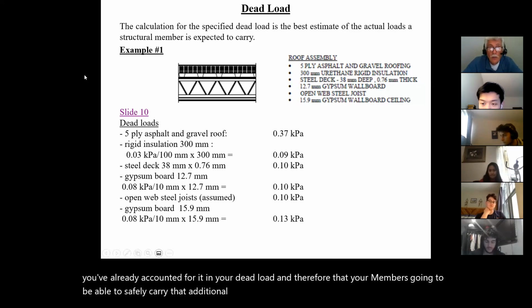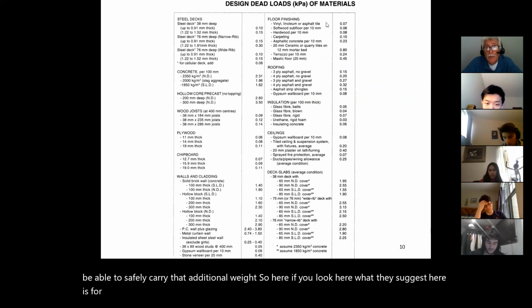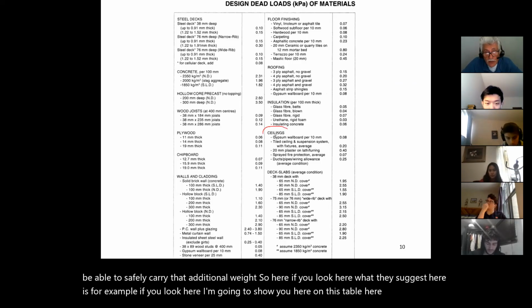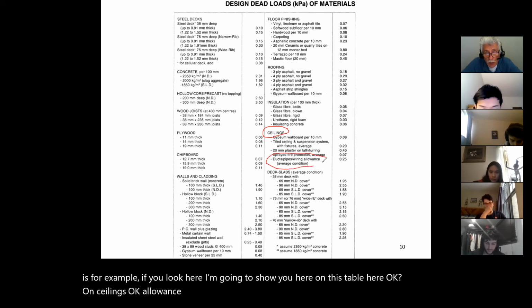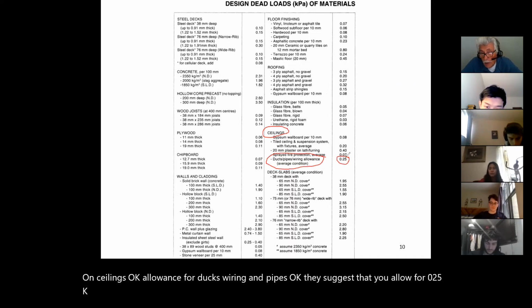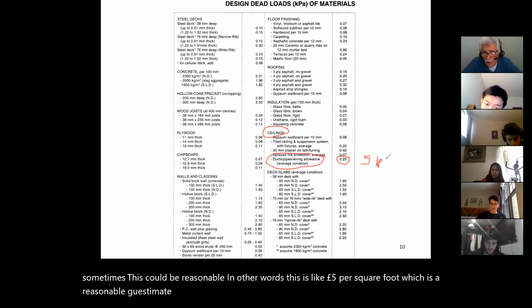So here, if you look at this table on ceilings, allowance for ducts, wiring, and pipes, they suggest that you allow for 0.25 kPa. Now, sometimes this could be reasonable. In other words, this is like 5 pounds per square foot, which is a reasonable guesstimate, okay? This is about 5 PSF.